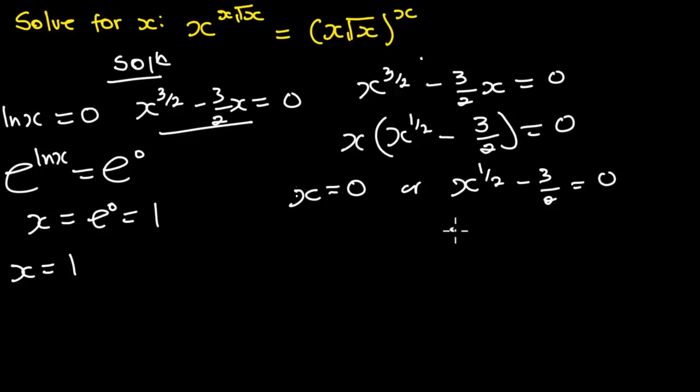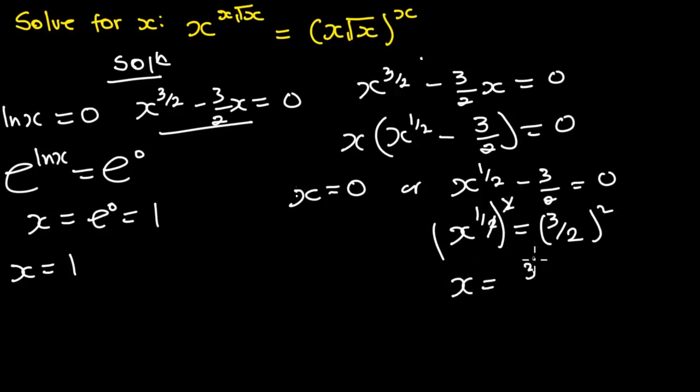Now from here we are going to have x to the power half to be equal to 3 on 2. And so from here I'm going to raise both sides to the power 2. So the 2 here will cancel out the 2, and then x will be equal to 3 squared over 2 squared, which we are going to have x to be equal to 9/4. And so our answers are x is equal to 1, x is equal to 0, and then x is equal to 9/4.